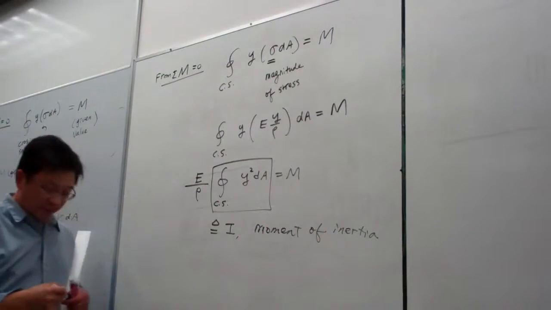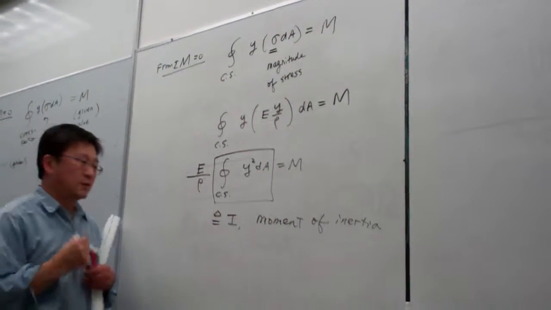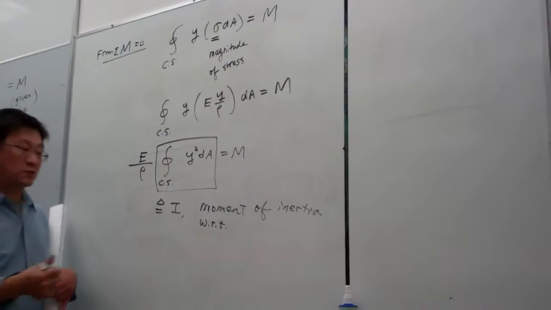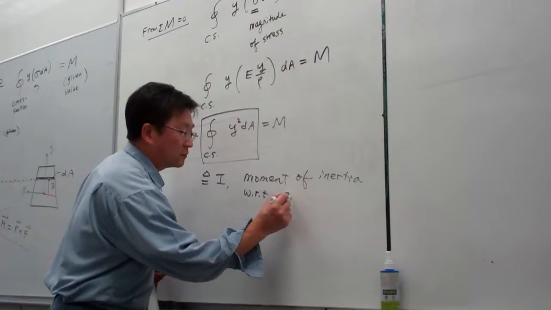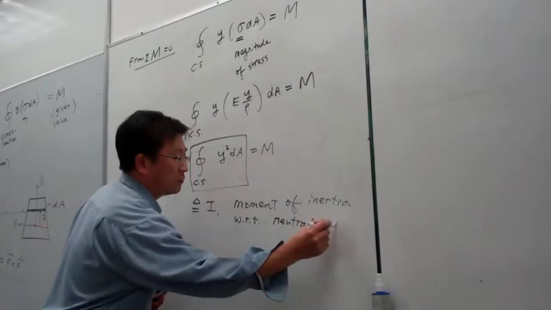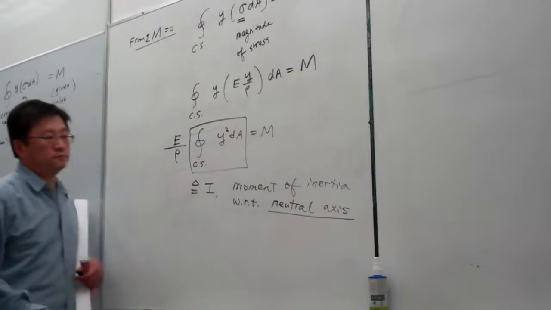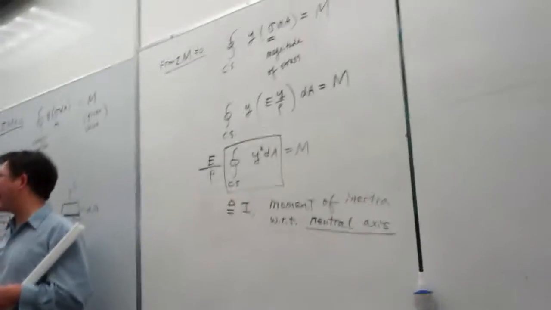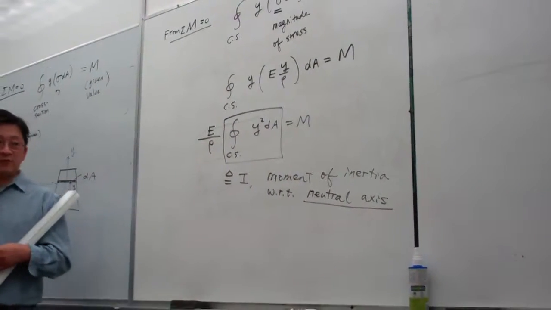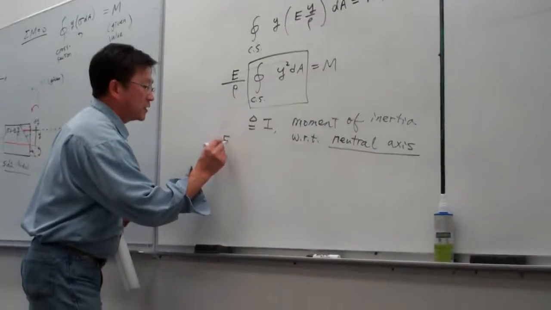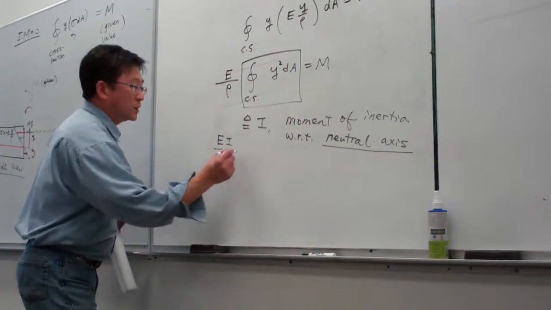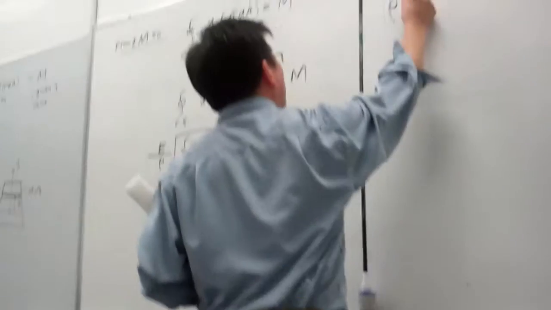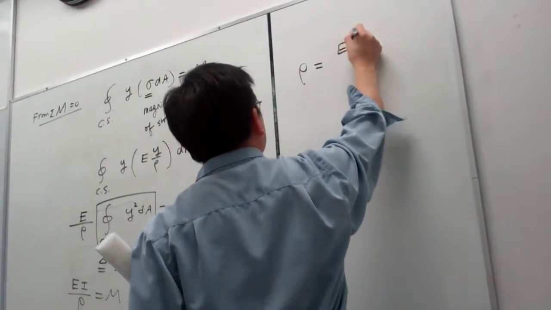When we talk about the moment of inertia, that is very important. We have to say it is with respect to a certain axis. For this one it is with respect to the neutral axis. If we calculate the moment of inertia with respect to different axes, that will give different values. But here we talk about this one. So therefore, from here we can say EI over rho equals M. So from here you can calculate rho equals EI over M.